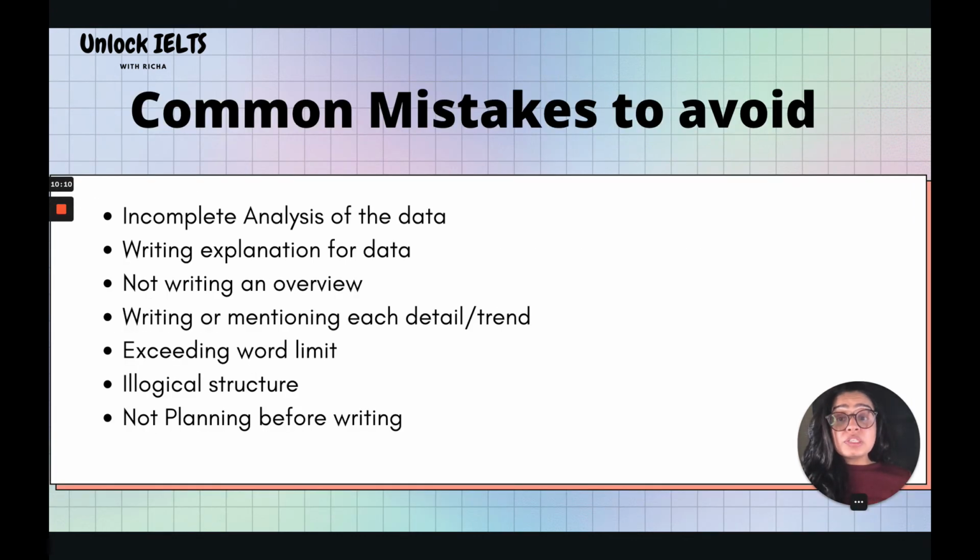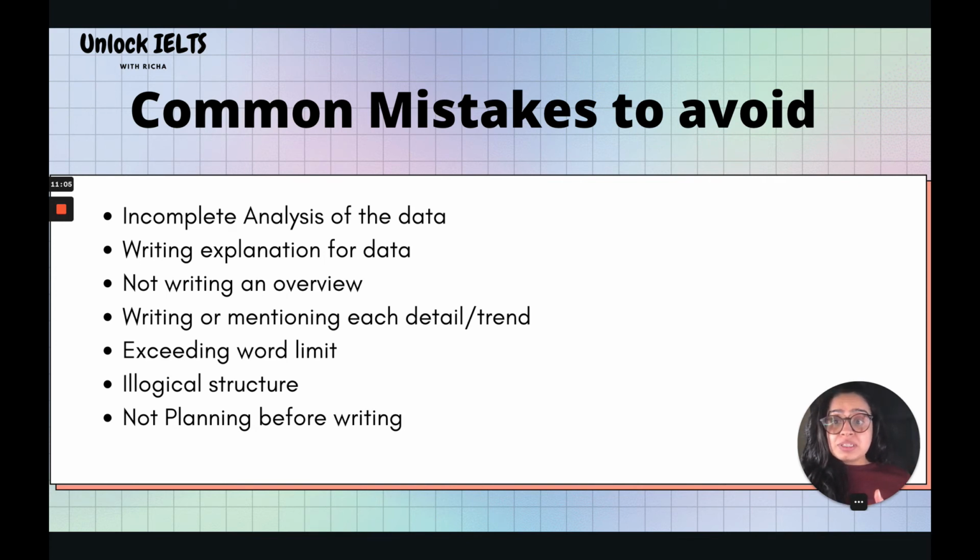Last but not least, what are the common mistakes which you need to avoid in your IELTS Writing Task 1 academic paper? The first common mistake is the incomplete analysis of the data. That means you haven't read the question properly and missed some of the crucial information. Then comes the next mistake, which is you're writing an explanation for the data. This mistake happens when you add hypothetical or imaginary reasons for the change in the figure. You are not at all required to do that.